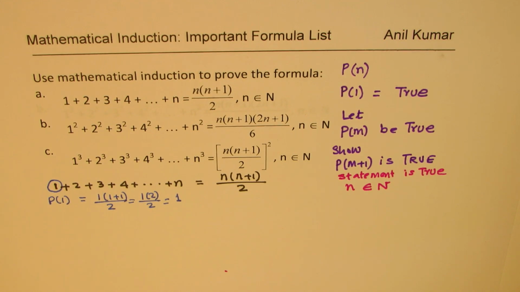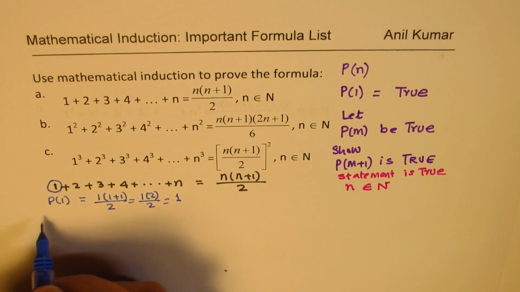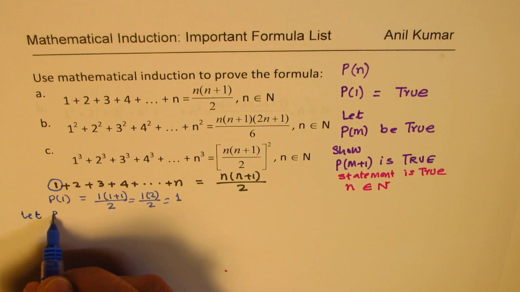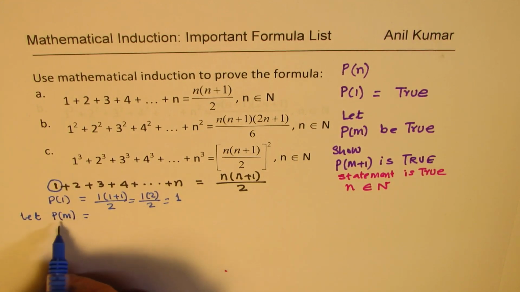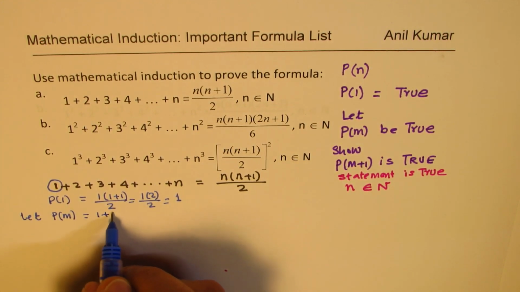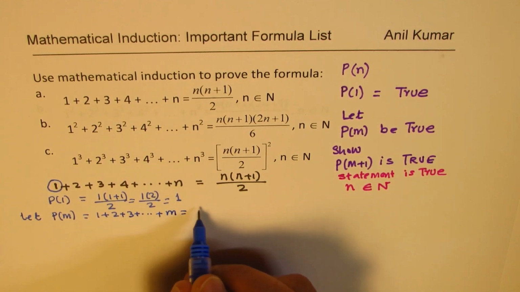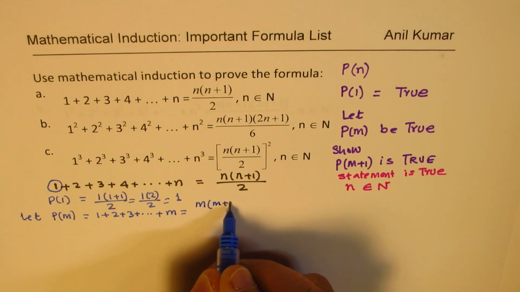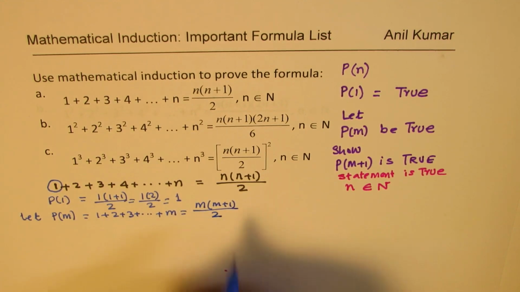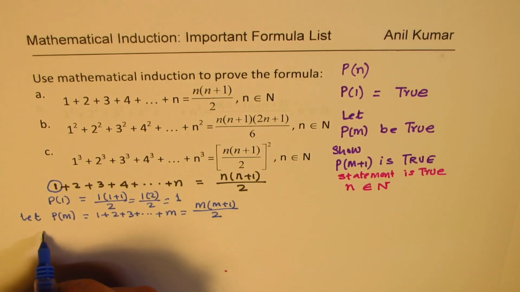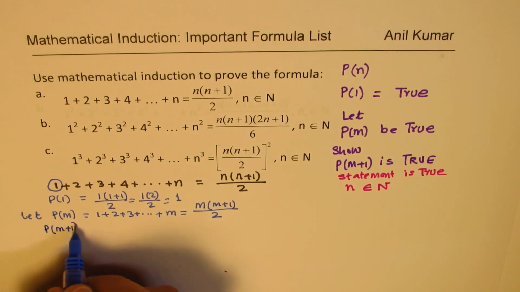The next step here is we say let p of m be true. If that is true, then in that case 1 plus 2 plus 3 plus so on till m is equal to m times m plus 1 over 2, correct? So we have assumed this to be correct. Now the idea is to prove that p of m plus 1 is true.